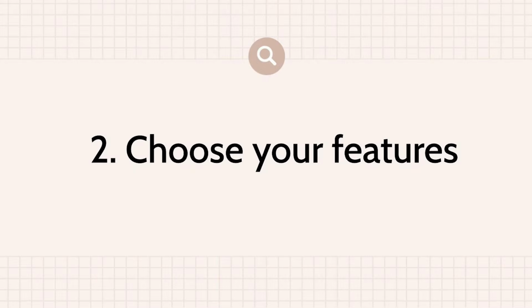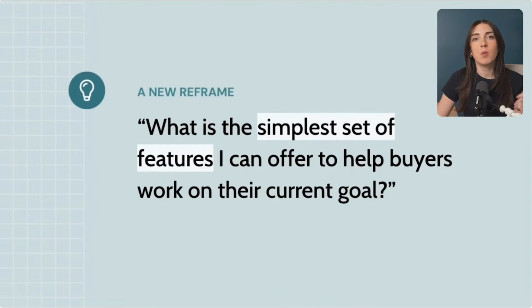But once you have the pitch, how do you actually help your members get results? That leads us to step 2, which is choose your features. Now, a well-intentioned question you might ask is, what are all of the features I might want to include to make the best possible membership site for my audience? And although this comes from a good place, a slight reframe I want to propose is asking what is the simplest set of features that I might offer to help buyers work on their current goals.